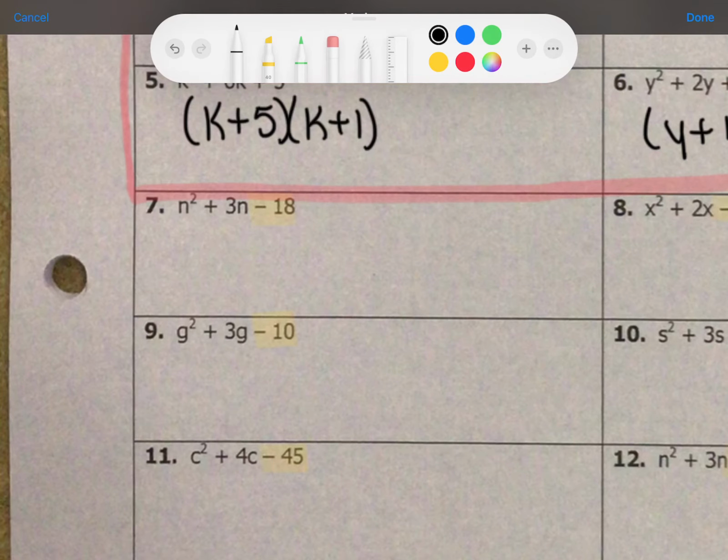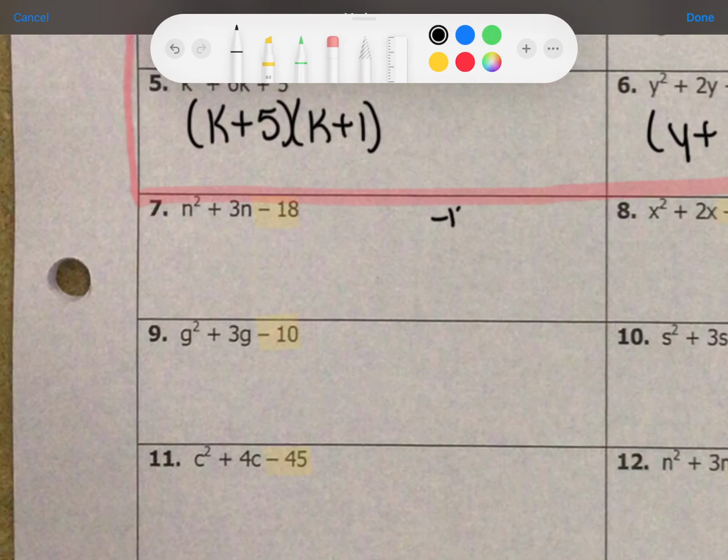All right, so I have a negative 18. I know the rule says you're going to find factors that multiply to give you C and that add to give you B. That's if you want to put your plus and minuses all in your factors here. But I'm going to ignore my minus sign for now, and I'm just going to list my factors. So these are the factors of 18.